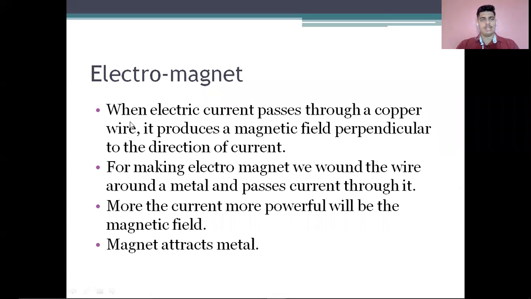So, starting with it, when electric current passes through a copper wire, it produces a magnetic field perpendicular to the direction of current. Now, this is a basic phenomenon in which moving a current produces a magnetic field.